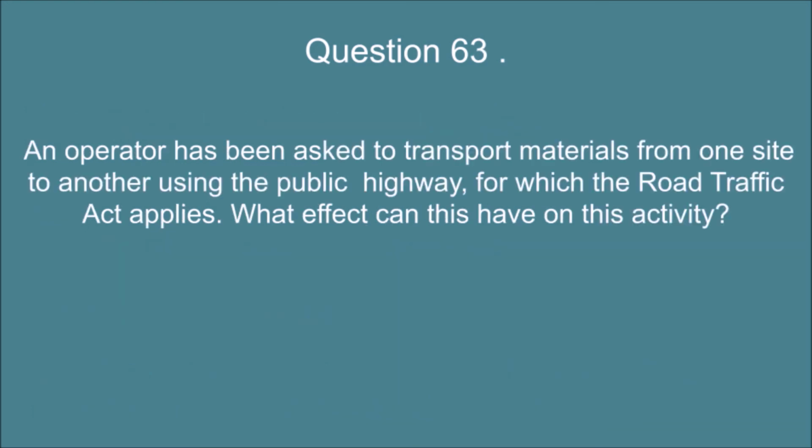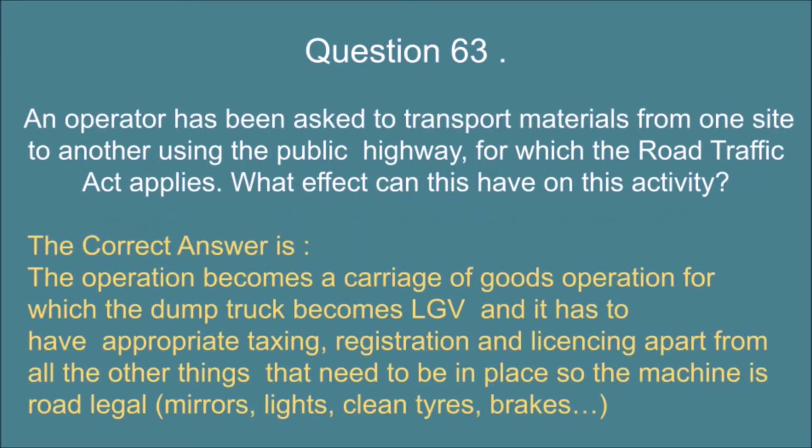Question 63. An operator has been asked to transport materials from one side to another using the public highway, for which the Road Traffic Act applies. What effect can this have on this activity? The correct answer is, the operation becomes a carriage of goods operation for which the dump truck becomes an LGV and it has to have appropriate taxing, registration and licensing, apart from all the other things that need to be in place so the machine is road legal: mirrors, lights, clean tires, brakes.